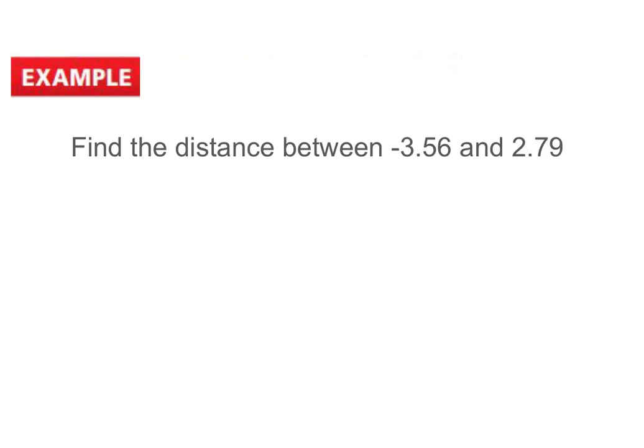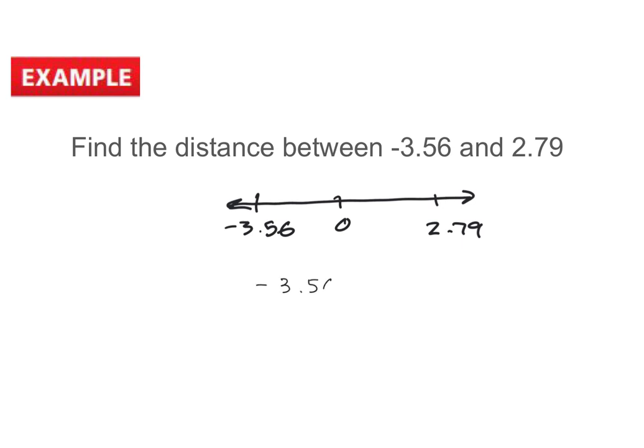For this next example, let's find the distance between negative 3.56 and 2.79. And there is another distinct difference here, noticing that negative 3.56 is to the left and 2.79 is to the right. So we want to subtract the absolute values. So we're going to do negative 3.56 and 2.79, and we are going to subtract the absolute values.